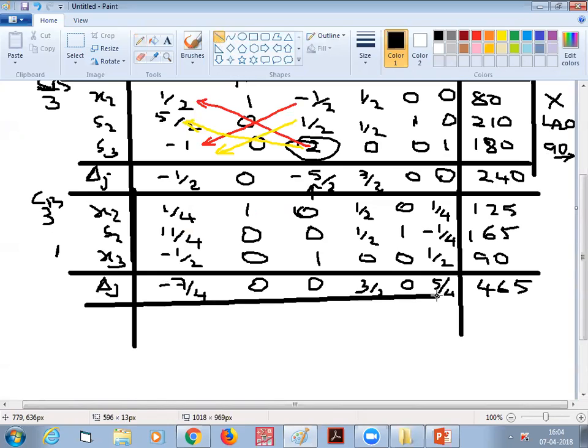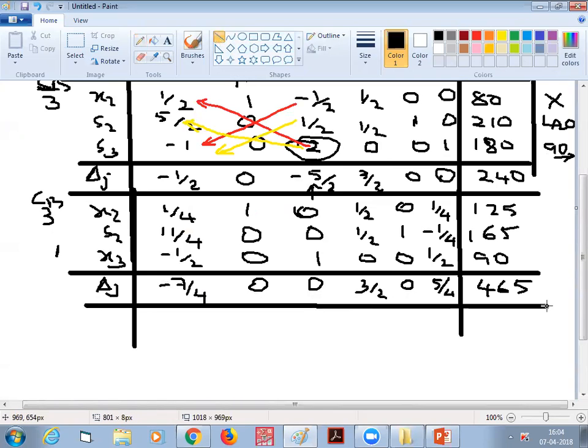Okay, so in our next step, hopefully we'll get something optimal. So this is our entering variable. And now what do we do? Okay, so now we need to calculate. See, this is negative, so this time this will not be included. But what are the other thetas?